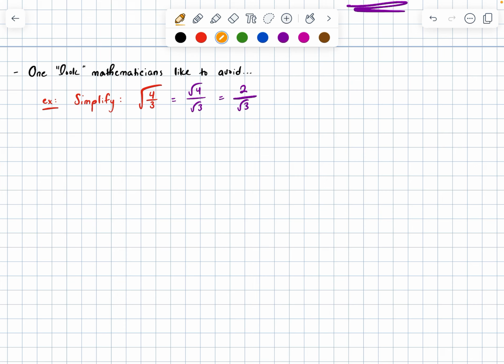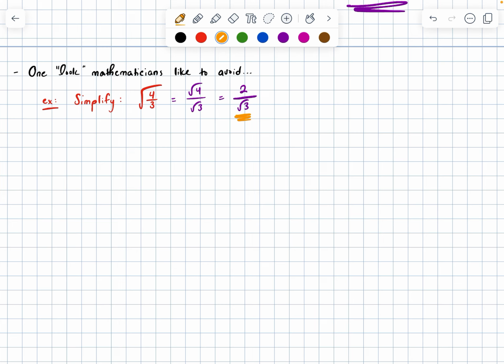Mathematicians, for whatever reason, by convention, do not like to leave square roots or cubed roots in the denominator of a fraction. I say for whatever reason, but there is a reason. It's a holdover from back before we had calculators. It's much easier to approximate the value of a fraction when its denominator is a nice whole number. When I throw in a radical symbol, it gets a little bit harder to do. So the convention is that we do not want to leave any radicals in the denominator of a fraction.